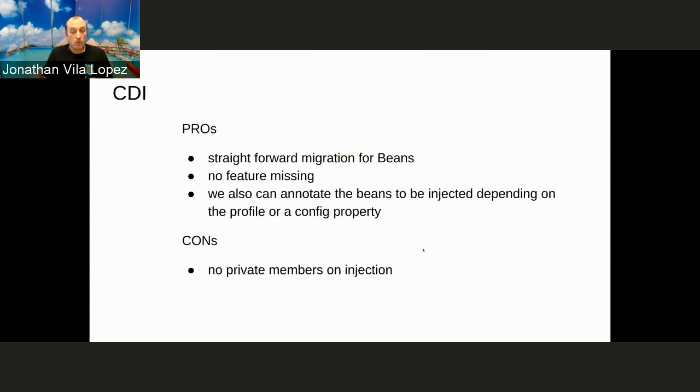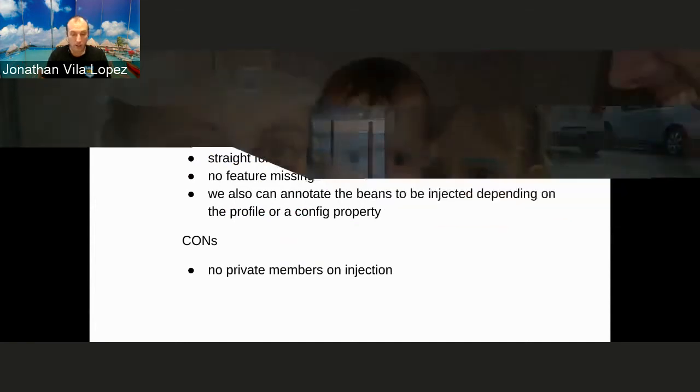And in Quarkus, the same as in Spring, it also has the feature that you can make the injection of a bean depending on the profile that you are running on, or a config property. So this is very convenient if you want to select different behaviors with the property. And also, a difference is that on injection you cannot have private members. So injection needs to be public or package at least.